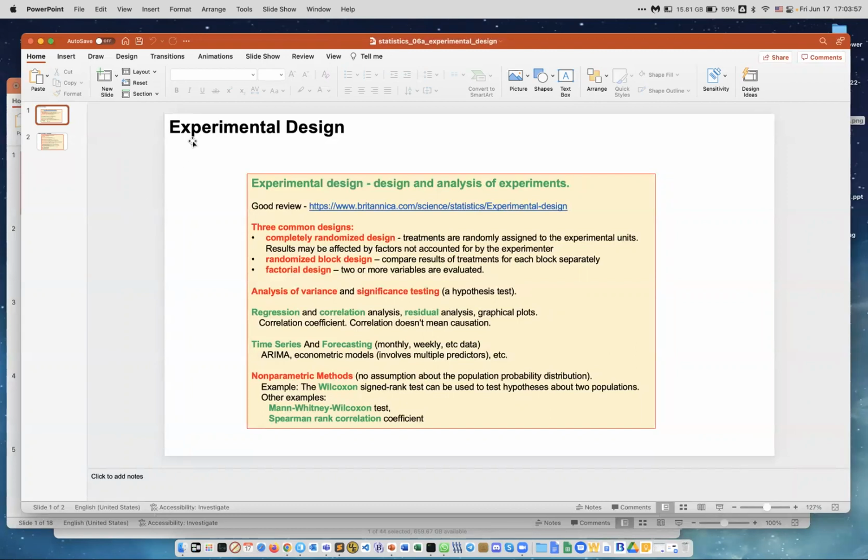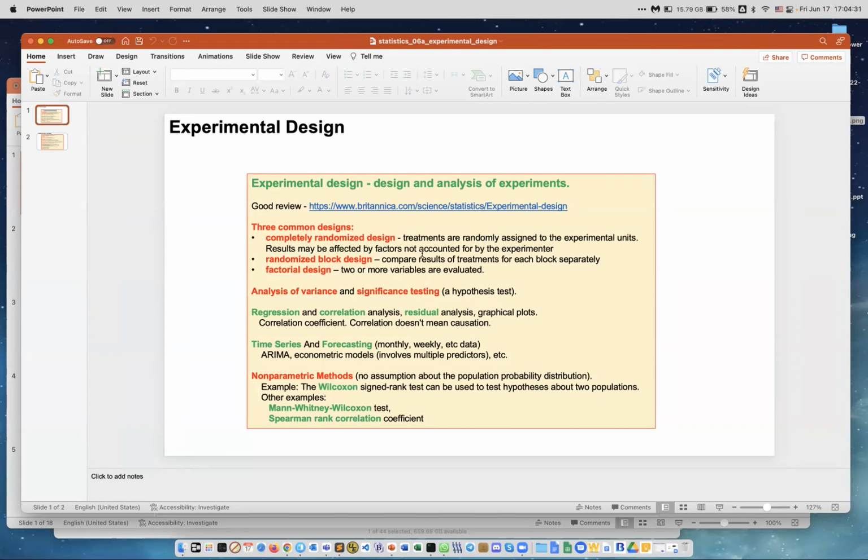So first you think how you design the experiment. And it's like a separate discipline. You can Google it. So, experimental design and analysis of experiments. There are different common designs, like a completely randomized design. Treatments, for example, medical test. Treatments are randomly assigned to the experimental units.